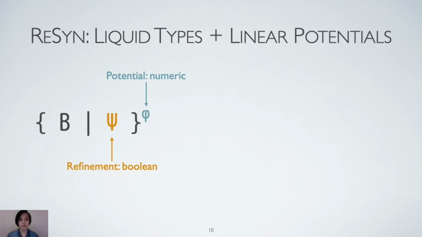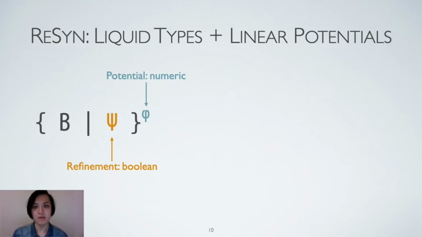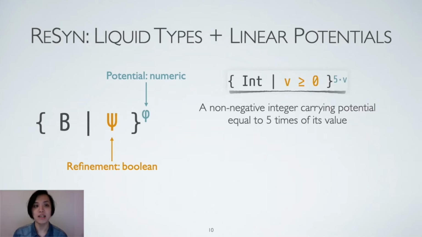A prior work, Tristan's, has combined liquid types with the potential method to automatically verify resource bounds of functional programs. The idea is to annotate types with potentials. The potential annotation and the logical predicates are in the same refinement language. The difference is that potentials are numeric, but predicates are Boolean. The potential annotation then defines a potential function on the values of the annotated type. For example, the type on the slide describes a natural number carrying potential equal to 5 times its value.